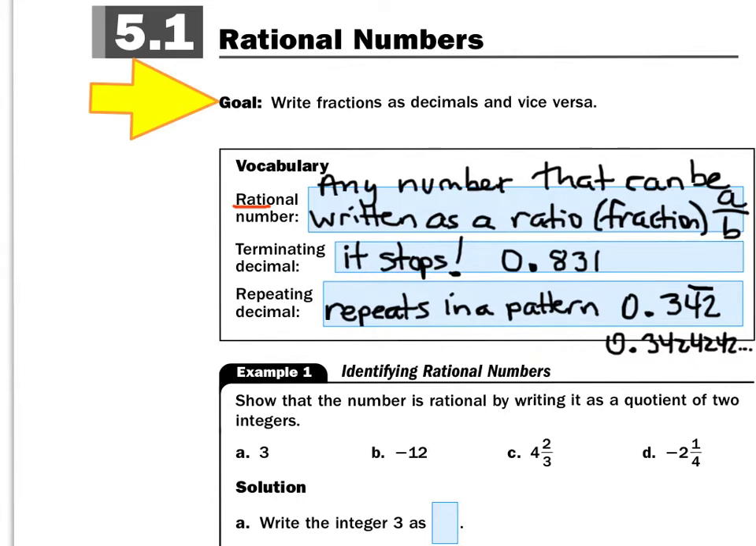So an example of a terminating decimal would be 0.831. It stops. It doesn't keep going and going. Now, a repeating decimal means it must repeat in a pattern. So, for example, if I had 0.342 with a bar over the 4 and the 2 only, this is what it would look like if I wrote it out. It would be 0.3424242 dot dot dot. Okay? And we'll talk more about the bar notation.